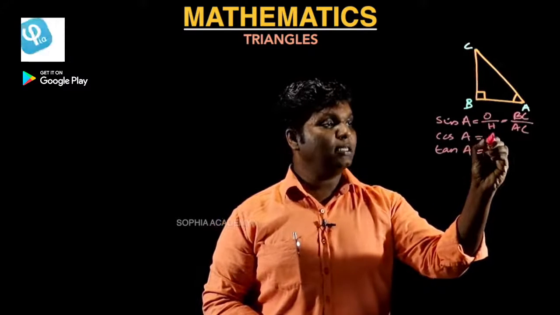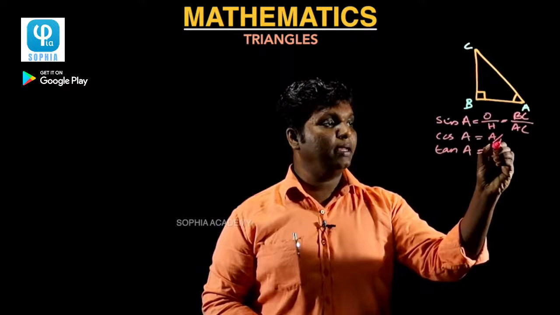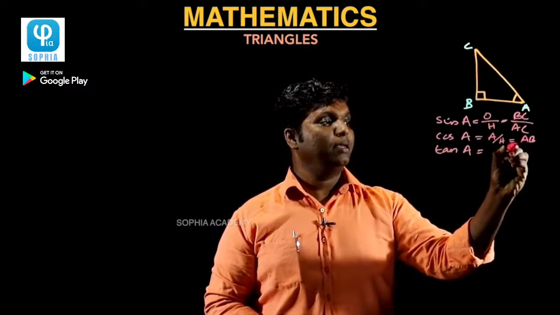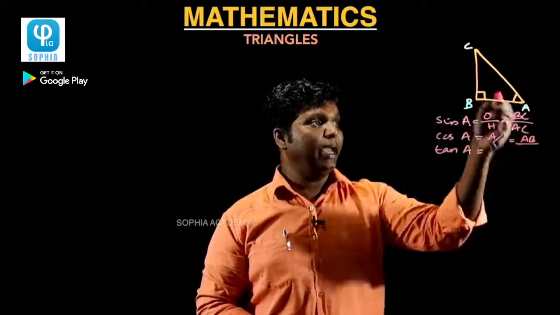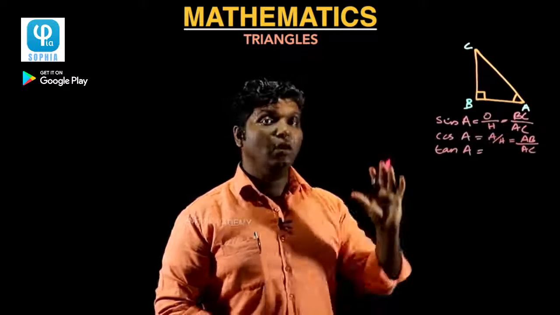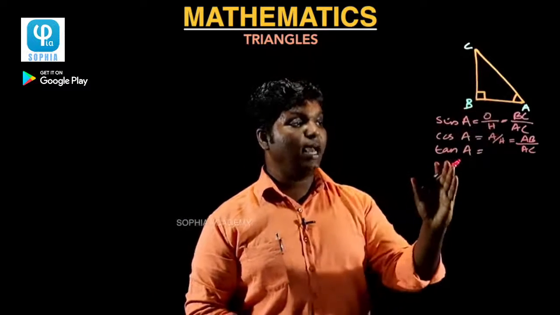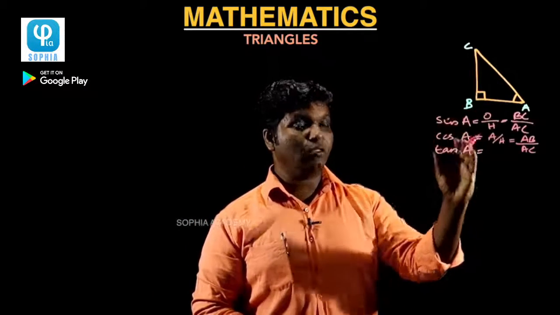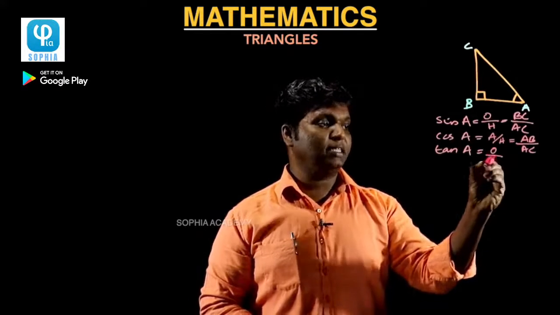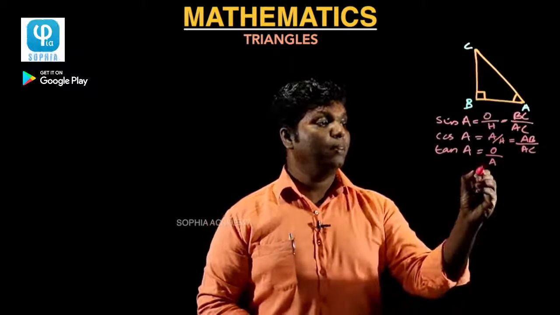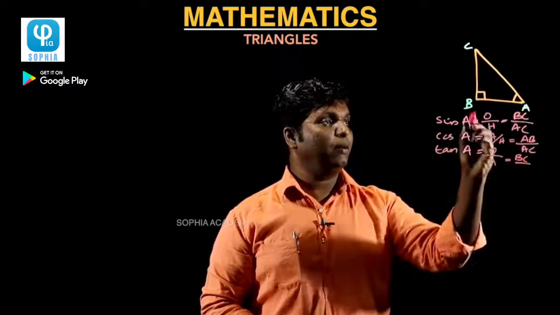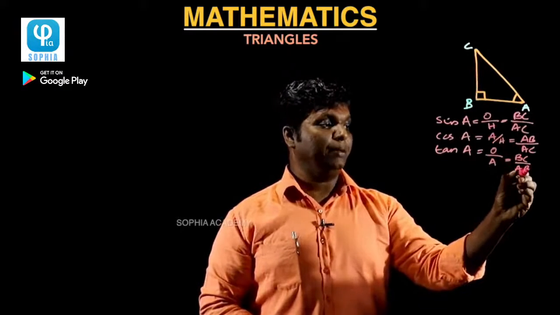Now, what about cos A? It is adjacent side by hypotenuse. Where is your adjacent side? AB is your adjacent side. So AB divided by, again, the hypotenuse AC. Now what about tan A? Here you studied sine and cos, and the next one is tan A. It is opposite side by adjacent side. What is the opposite side here? It is BC divided by, what is the adjacent side? It is AB. Is that clear?